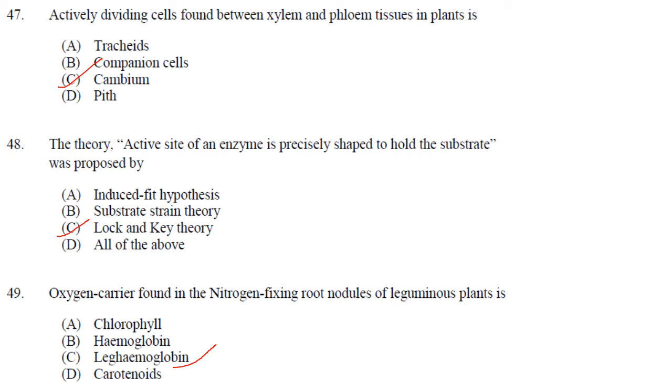So what is left out? Lock and key theory. So the active site of an enzyme is precisely shaped to hold the substrate, just like each key for a specific lock. So answer is option C, that is lock and key theory. The next one. Oxygen carrier found in nitrogen fixing root nodules of leguminous plants is leghemoglobin. Answer is option C. This is also a repeated question for many MSc entrance exams.